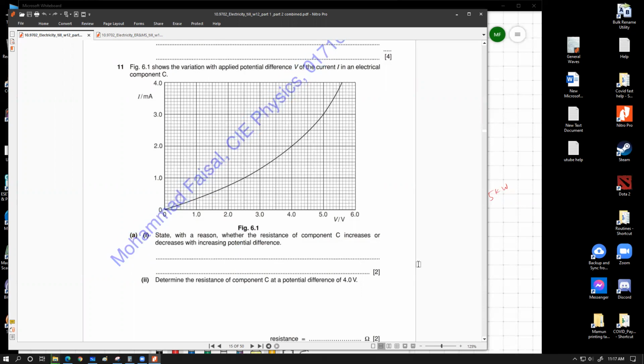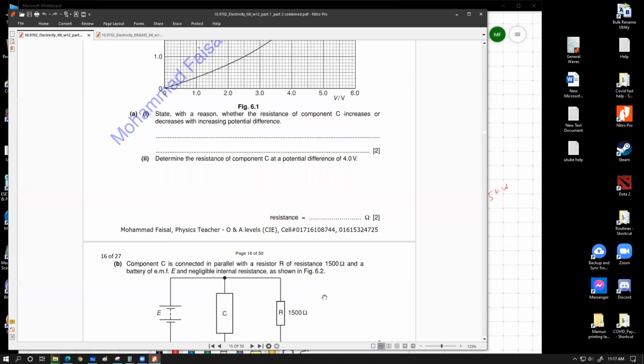Determine the resistance of the component C at a potential difference of 4 volt. So at 4 volt the current is 2 milliampere. So you just use those two numbers. Be careful that there is a milli over here. So be careful to include this in your calculation and get the resistance out of it. That part is pretty simple.